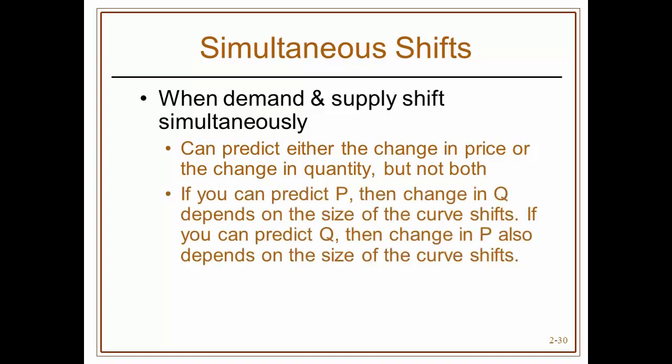A lot of times you'll have the ability to say what happens with one of those variables but not the other. You can either say something definitive about what you expect to happen to price, but you'll be not quite sure what will happen to quantity, or you'll be able to say for sure what's going to happen to quantity but not quite sure what's going to happen to price.